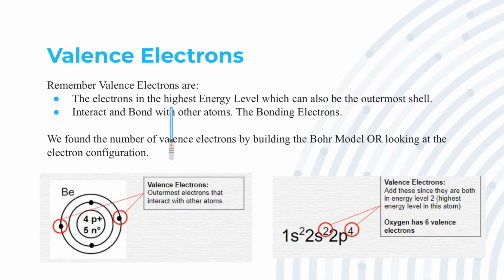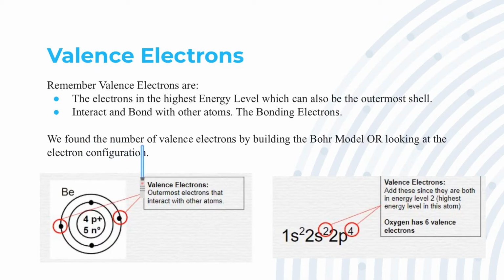Valence electrons are in the highest energy level, which can also be the outermost shell. They interact and bond with other atoms. They are the bonding electrons. They are the reason chemistry exists.